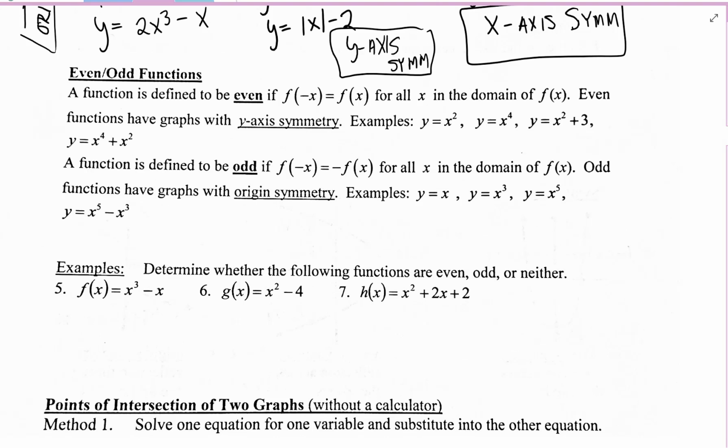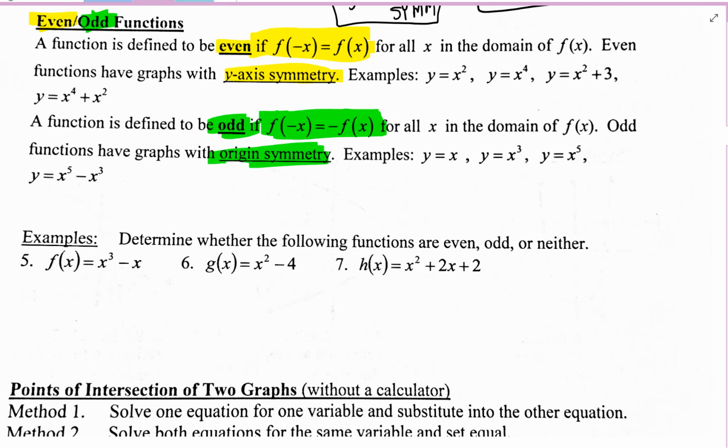So as I mentioned before, we talked about even and odd functions. An even function has y-axis symmetry, and you can test if a function is even by plugging in negative x for all your x values, and the resulting function is the same as the original function. Examples of even functions are here. As you can see, even functions often have even exponents, an even degree.